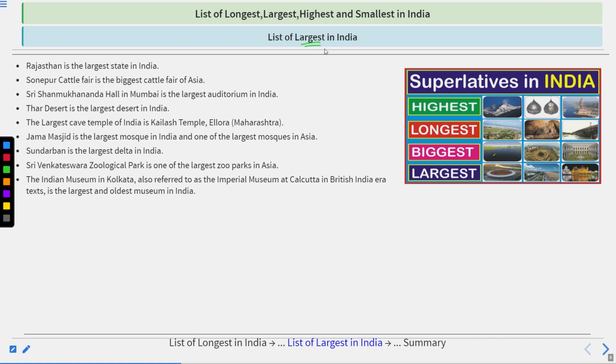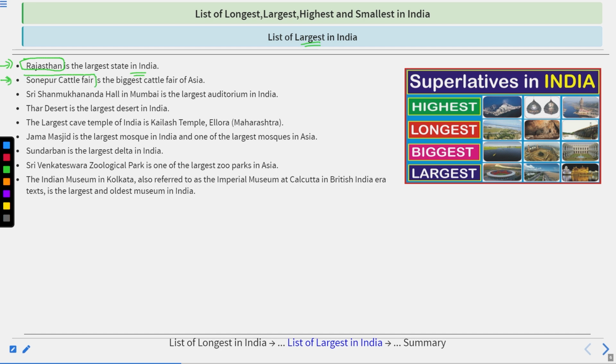Then if we talk about the largest, first Rajasthan. Rajasthan is the largest state in India on the basis of area. And on the basis of population, which is the largest state? Uttar Pradesh. Uttar Pradesh is the largest state in India on the basis of the population.